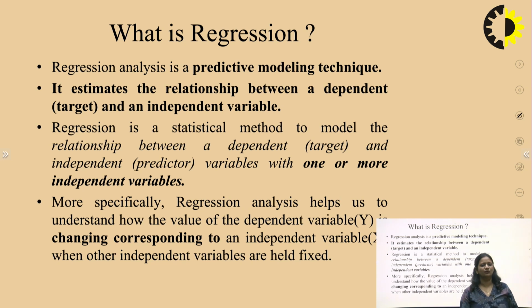So there are various names for dependent variables. It can be a target, or a predictor, a variable which we want to predict, and one or more independent variables. The independent variable is the variable which we are using to predict the target variable. Independent variable is a variable that we use to predict the dependent variable. So basically regression estimates the relationship between a dependent and the independent variable. It will be clear when we take an example.